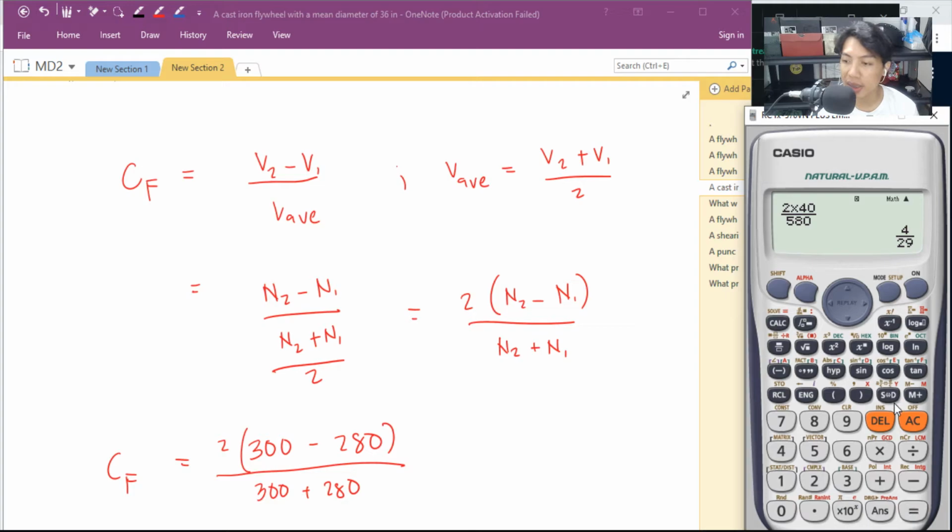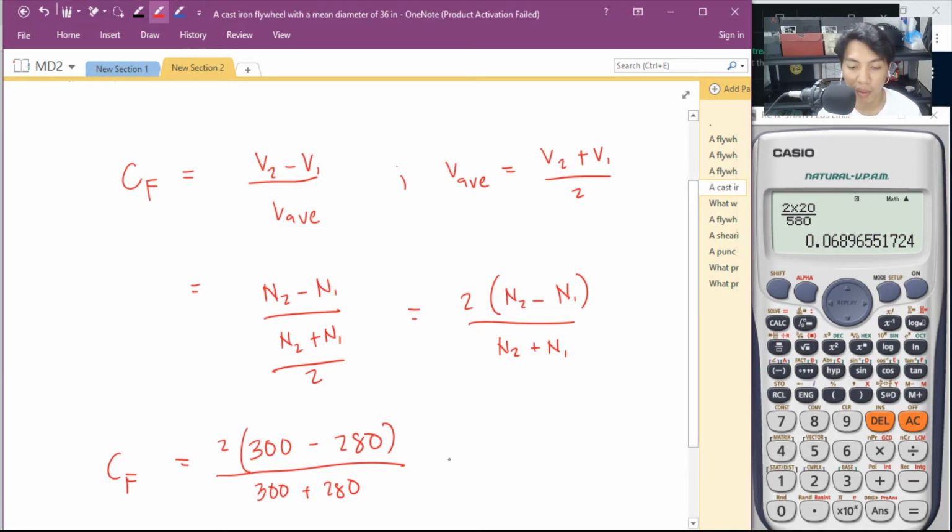The answer is... 580, correct. Why 40? It should be only 20. Yes, I pressed the wrong key. So that is 0.06897, the coefficient of fluctuation.